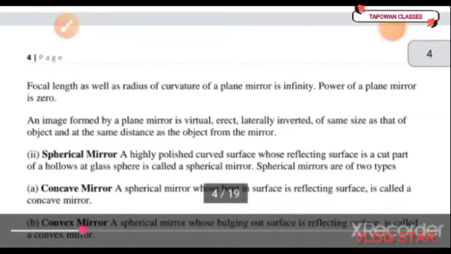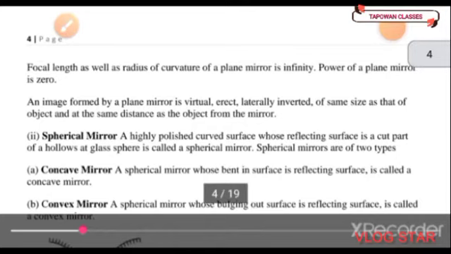Now we have a question about the focal length of a plane mirror. The focal length as well as the radius of curvature of a plane mirror is infinity. The power of a plane mirror is 0. An image formed by a plane mirror is virtual, erect, laterally inverted, of the same size as the object and at the same distance as the object from the mirror.